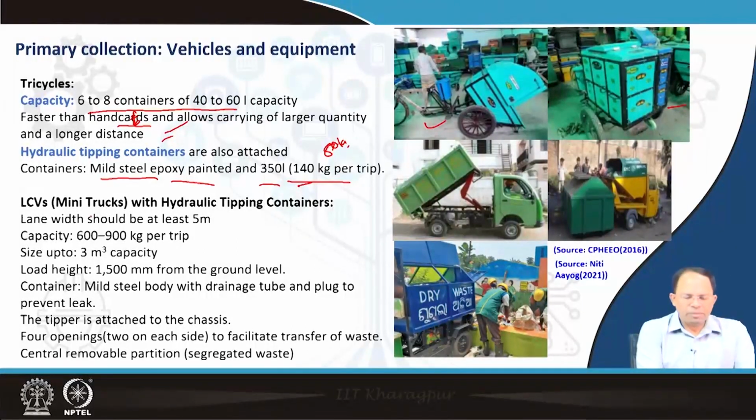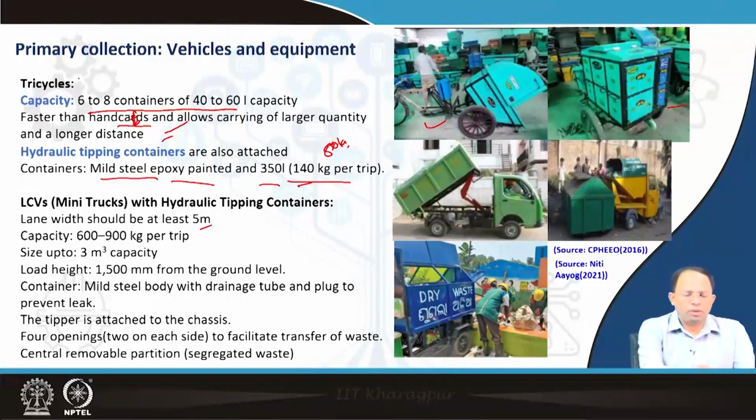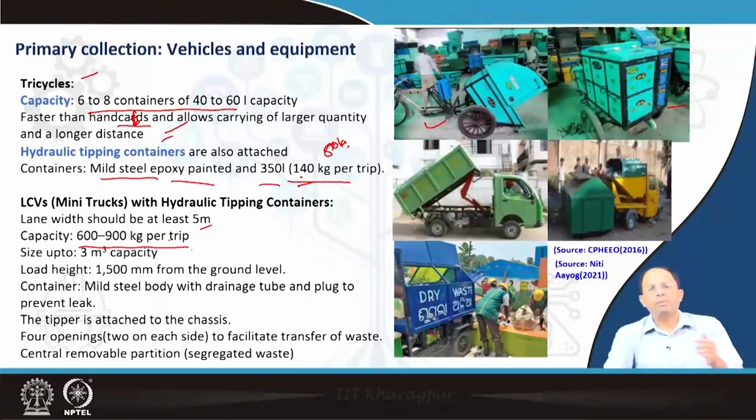Then come LCVs, mini trucks with hydraulic tipping containers, or they can be without tipping containers as well, but usually we design them so that they can be easily unloaded. Again, these vehicles can only work where there is at least 5-meter road width. If it is less than that, we will possibly go with tricycles. Capacity is much larger than tricycles, 600 to 900 kg per trip, unlike 140 kg per trip. So you can cover many buildings, or many collection points.